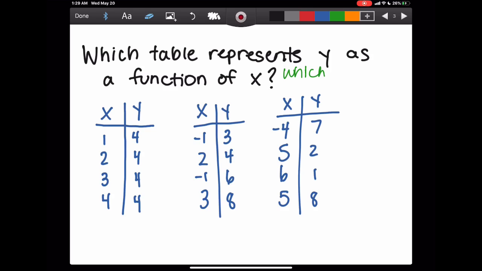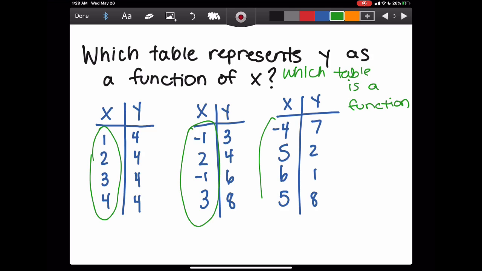It's asking which table is a function. If it's asking which table represents y as a function of x, it's just asking you which one is a function. So if I look at my 3 tables here, I want to look at my x values here. I just want to look at these values right here. Just your x. It doesn't matter about your y's. Your y's can repeat all day long, but you want to look at your x's.